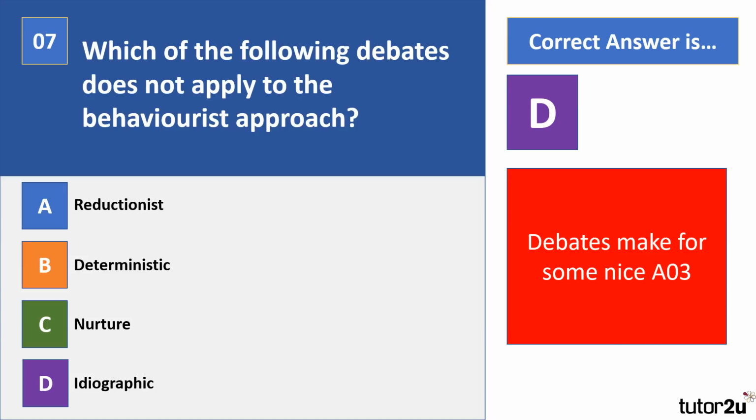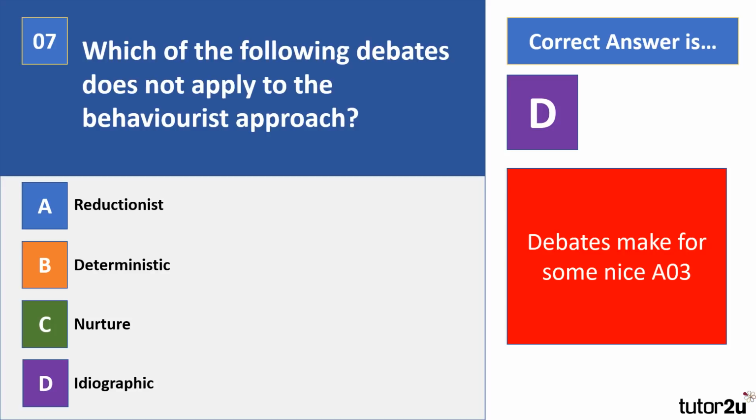Okay, the correct answer there is D. We put this on because debates can make for some nice AO3 as well. So let's just take a look at each of these. In terms of reductionism, we've got what we call environmental reductionism, or you might know it as stimulus response reductionism. The behaviourists, of course, assume that all behaviour can be reduced down to the simple building blocks of stimulus response associations, and that any set of complex behaviours are just a series of stimulus response chains.